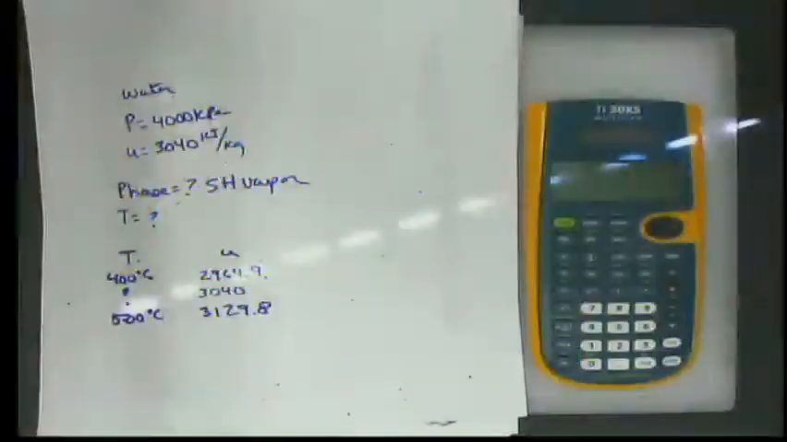Okay? So we'll interpolate again. At a temperature of 400 degrees centigrade, then we have an unknown temperature, and then we have a temperature of 500 degrees centigrade. At 400, our U value is 2964.9, and our U value is 3040. I'll put this on the screen in just a minute. And if we were at 500, it would have a U value of 3129.8. Okay? Come back here to the document, Ken.